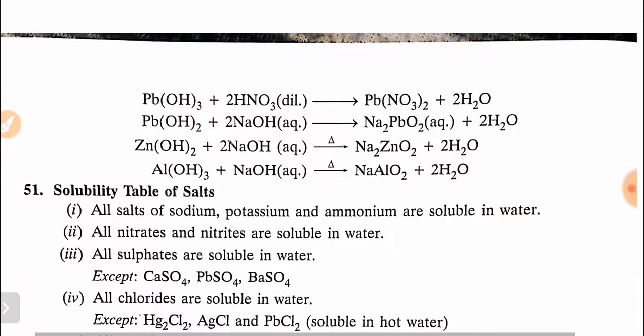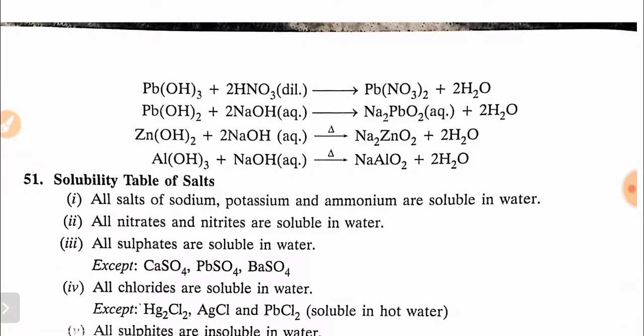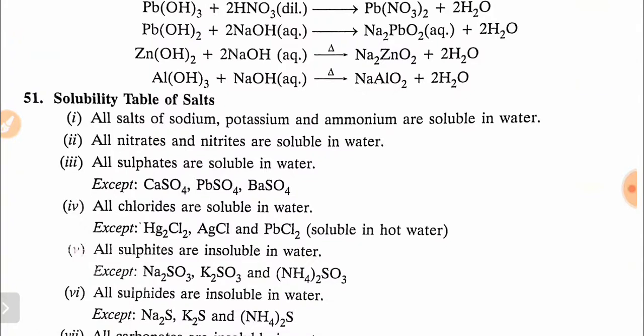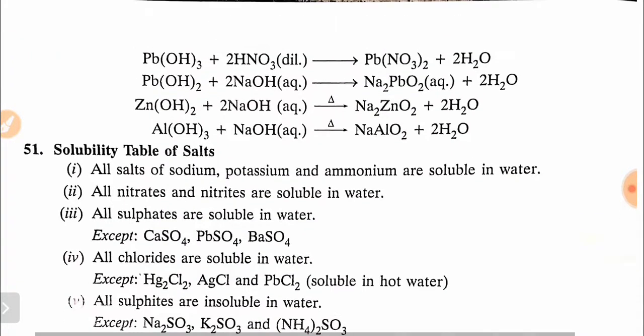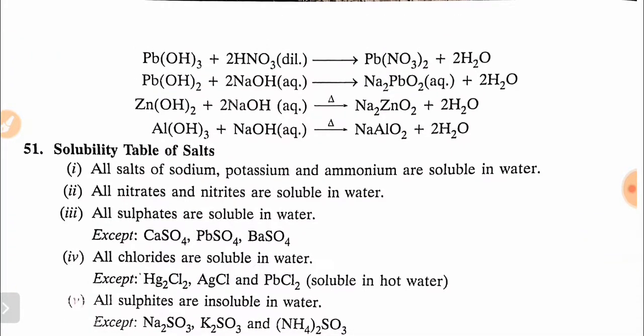Another example of lead is also given here. Lead is also amphoteric in nature, and lead hydroxide is amphoteric in nature. Zinc and aluminum examples you already saw. These are the reactions for the bases.